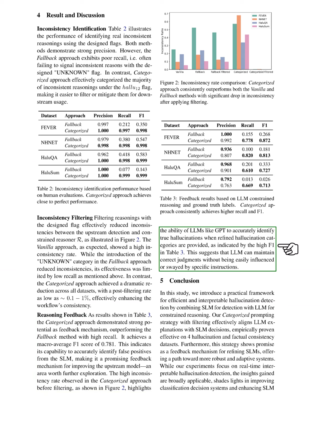The high inconsistency rate in the categorized approach before filtering highlights the ability of LLMs like GPT to accurately identify true hallucinations when provided with refined categories, as indicated by the high F1 score. This suggests that LLMs can maintain accurate judgments without being easily influenced by specific instructions.